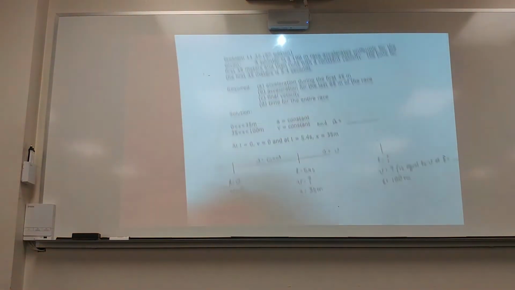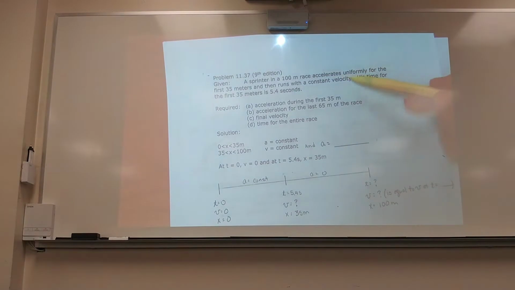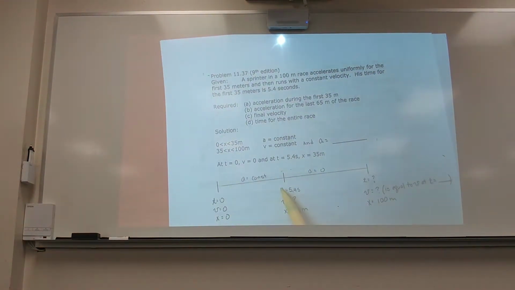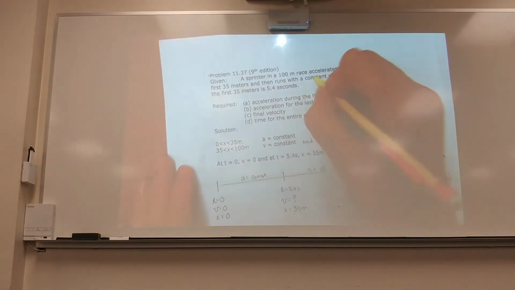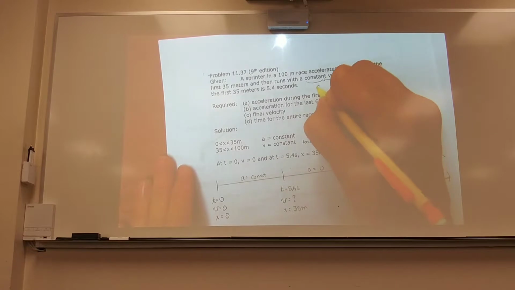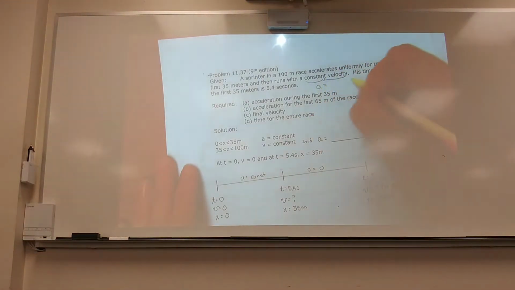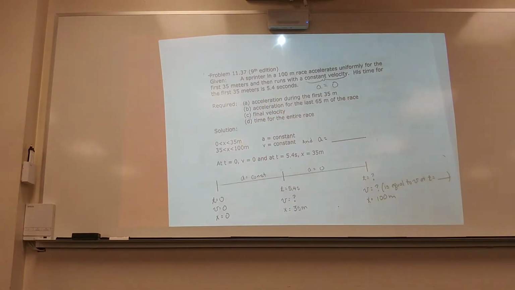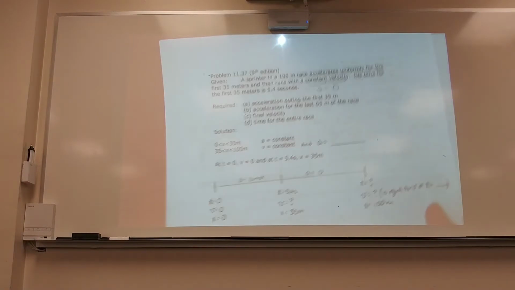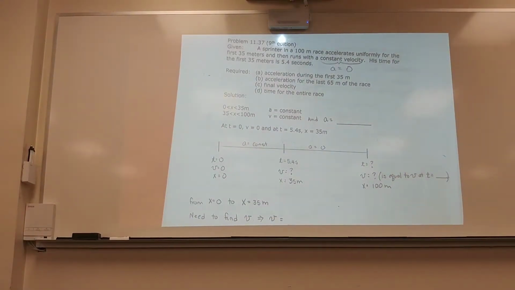So a sprinter in a 100-meter race accelerates uniformly for the first 35 meters and then runs with a constant velocity. Constant velocity is also constant acceleration. What would the acceleration be for a constant velocity? 0. Good, that would be 0. The time for the first 35 meters is 5.4 seconds. So we want to find a bunch of these things, which includes acceleration during the first 35 meters, acceleration for the last 65 meters, which we actually just found, final velocity of the entire race, and then the time for the entire race.